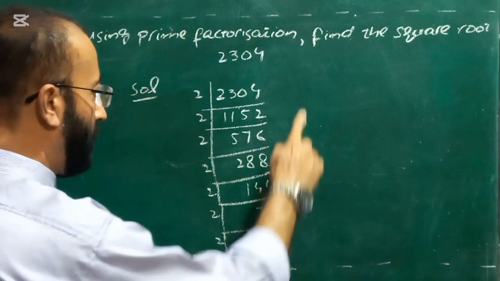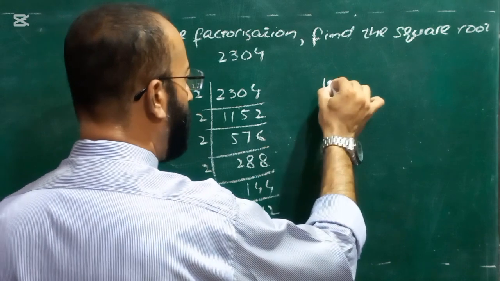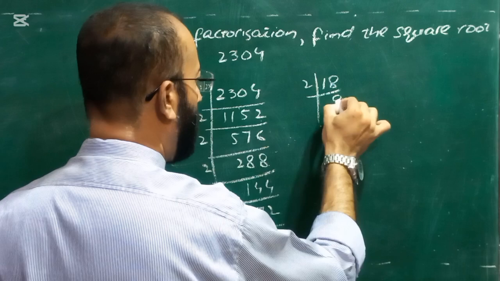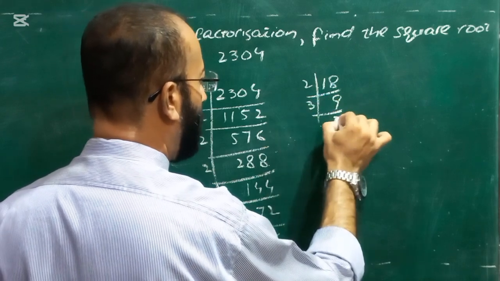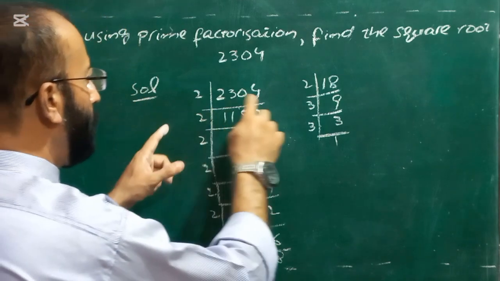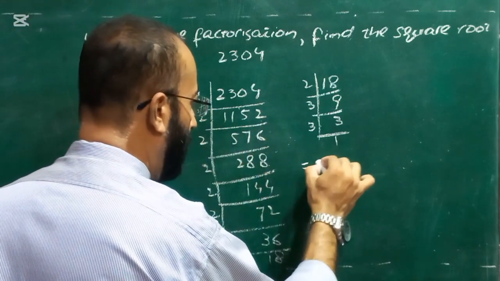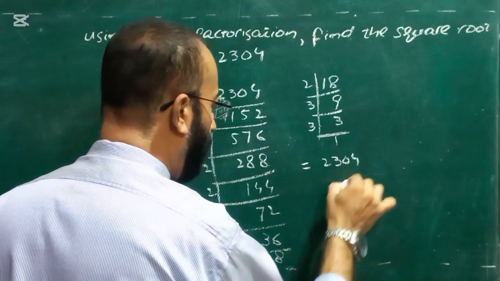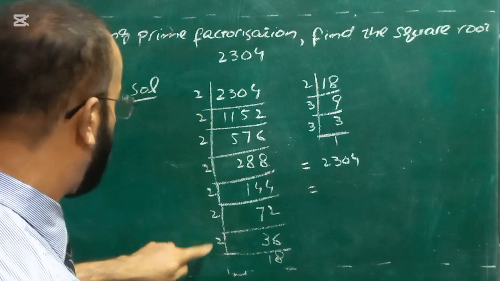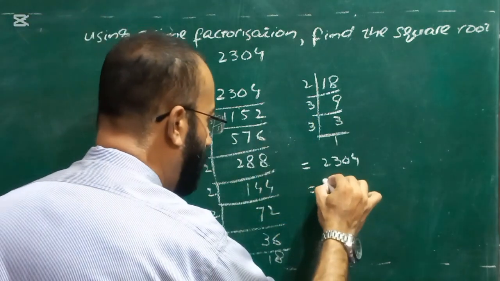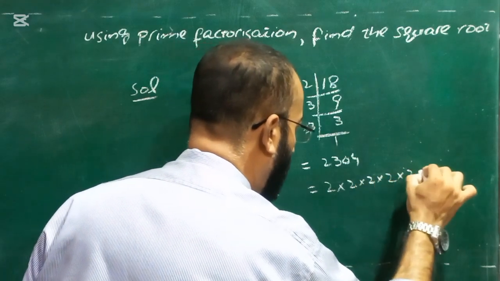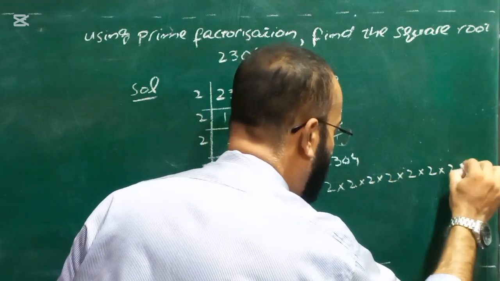Again in 2's table, 2 1s are 2, 2 8s are 16. Because the space is finished, I'm coming here now. So 18. Again in 2's table, 2 9s are 18. Then in 3's table, 3 3s are 9. And then in 3's table, 3 1s are 3. So 2304 is the number, and the prime factors are 1, 2, 3, 4, 5, 6, 7, 8. So 8 times 2 is coming.